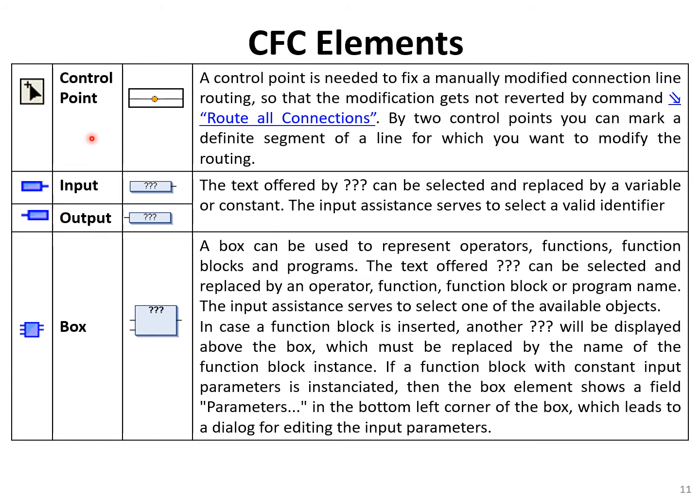CFC element. As you notice in the CFC toolbox, we had a list of CFC elements. So we try to cover each of them one by one. After the cursor, we had the control point. A control point is needed to fix a manually modified connection line routing so that the modification does not get reverted by command route all connection. By two control points, you can mark a definite section of line for which you want to modify the routing.